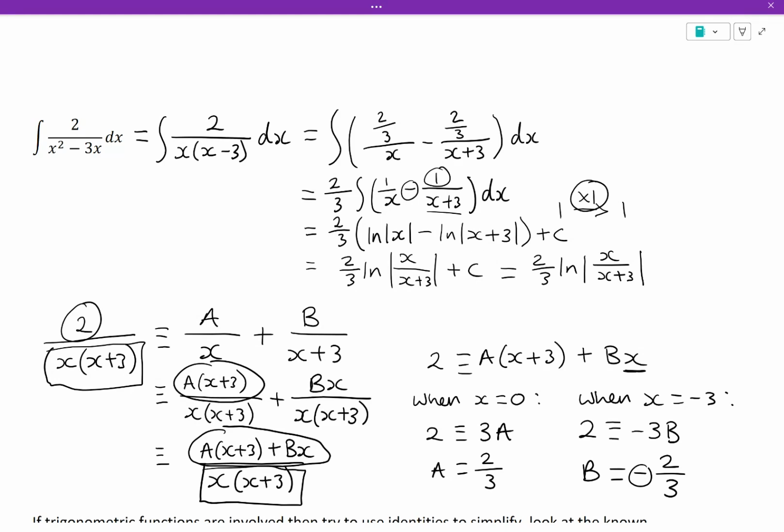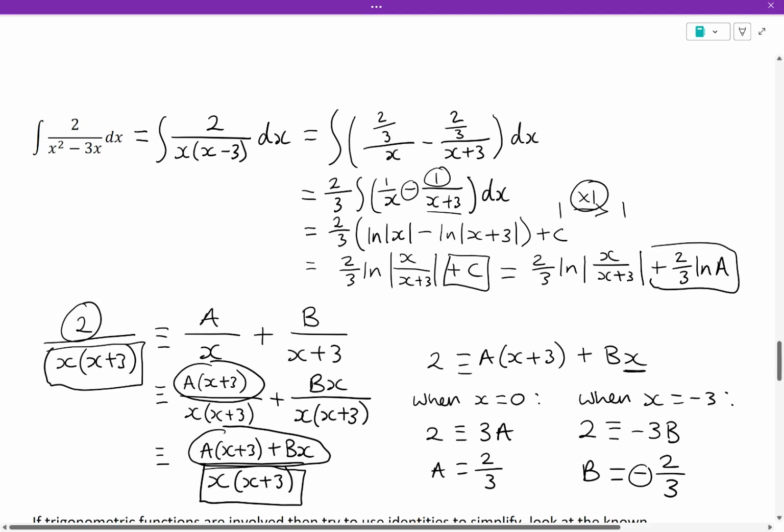Now another way we could write this constant is, we could write plus 2/3 ln a, like that. Because if a is a constant, then the natural logarithm of a constant is also a constant, and 2/3 times the natural logarithm of a constant will also be a constant. So it's just a more complicated way of writing the plus c.